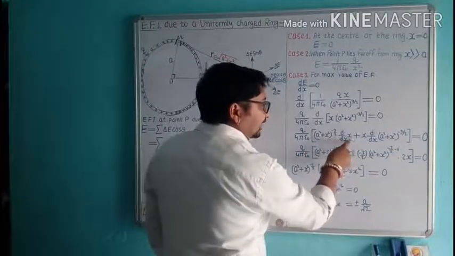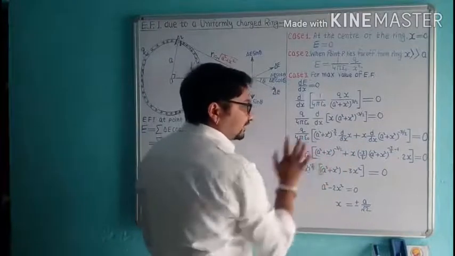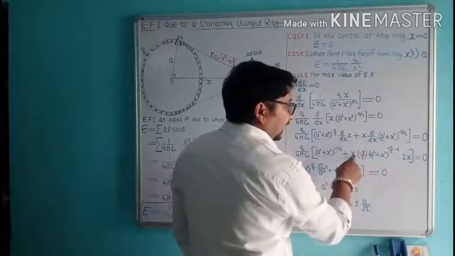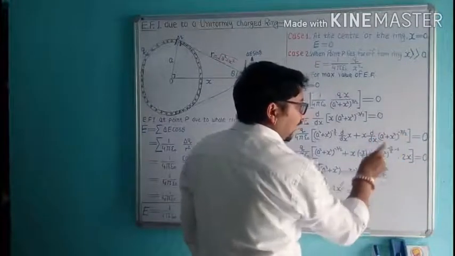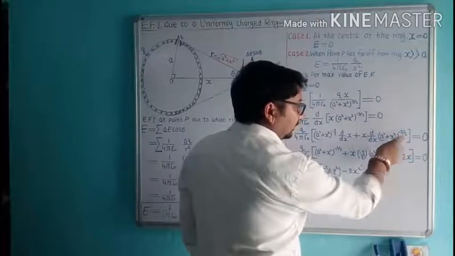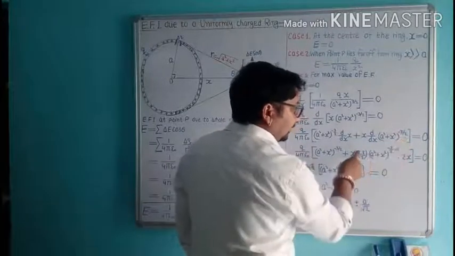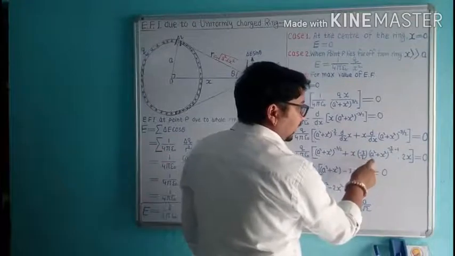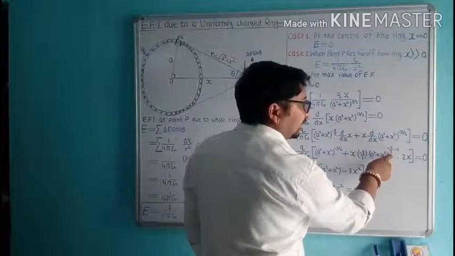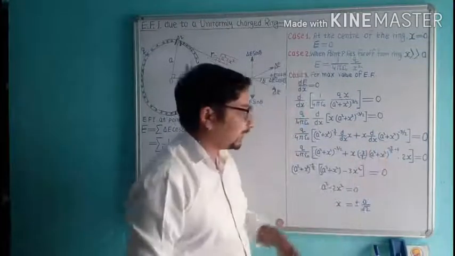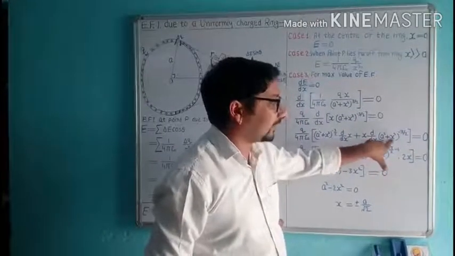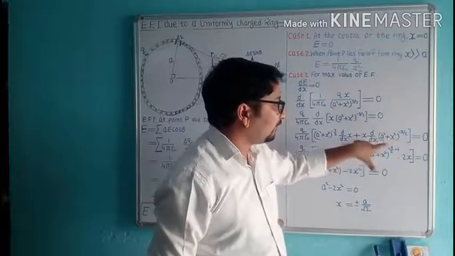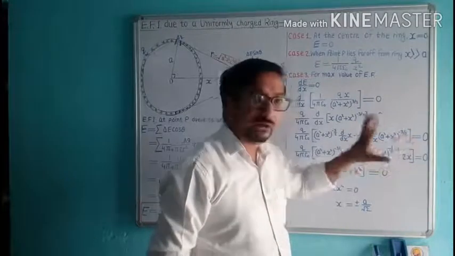We use this formula. Then d by dx of x is equal to 1, so we get this only, and x. Now d by dx of (a square plus x square) to the power minus 3 by 2. First take the power here, minus 3 by 2 comes down. We get (a square plus x square) to the power minus 3 by 2 minus 1. Now again differentiate x square, and we will get 2 into x.